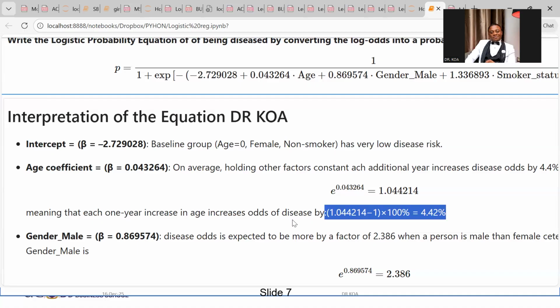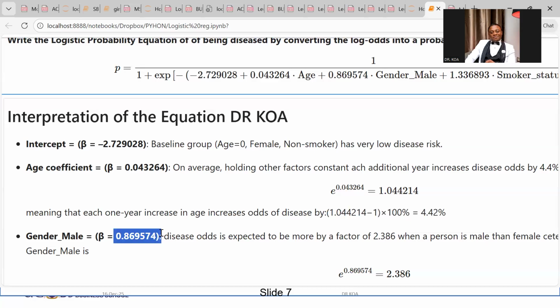So you say that on average, holding other factors constant. And by the way, the first thing you do is take this value and take the exponent of that value, and that will give you 2.386. So in principle, after the 1, the value is 138 point something. But I'm still going to use the actual value to interpret. I'm just showing you different ways of interpretation.